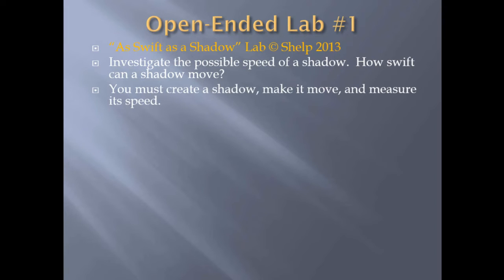And you're going to have to decide exactly what a shadow is. How do you produce it? So you must create a shadow. You want to make it move somehow, and then you want to measure its speed. Now, when you measure something, you're doing physics. A lot of physics is about how we measure something and what we are measuring. And you're going to be trying to measure the speed of a shadow.